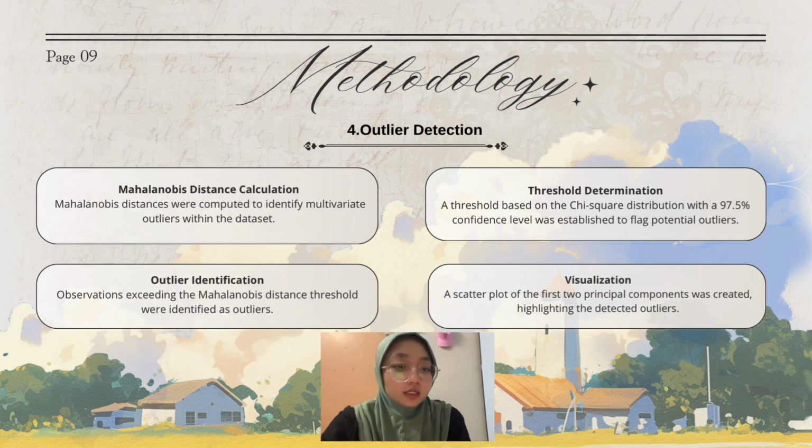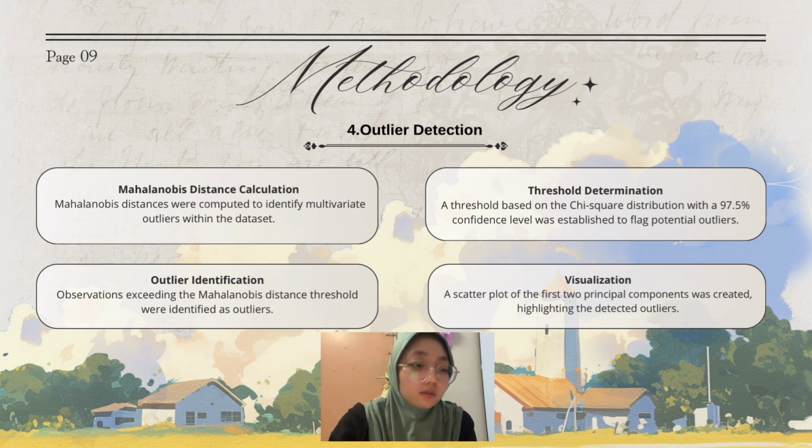For outlier detection, we have the Mahalanobis distance calculation. This is to compute and identify multivariate outliers within the dataset, and threshold determination. The threshold based on the chi-square distribution with a 97.5% confidence level was established to flag potential outliers. For outlier identification, observations exceeding the Mahalanobis distance threshold were identified as outliers. And for visualization, a scatter plot of the first two principal components was created, highlighting the detected outliers.